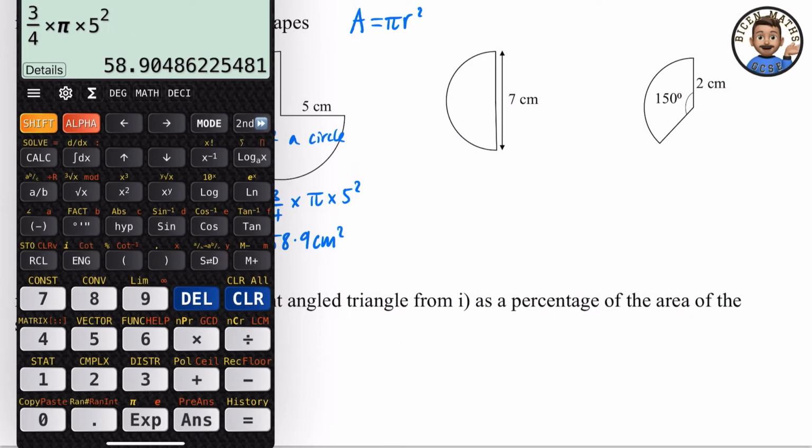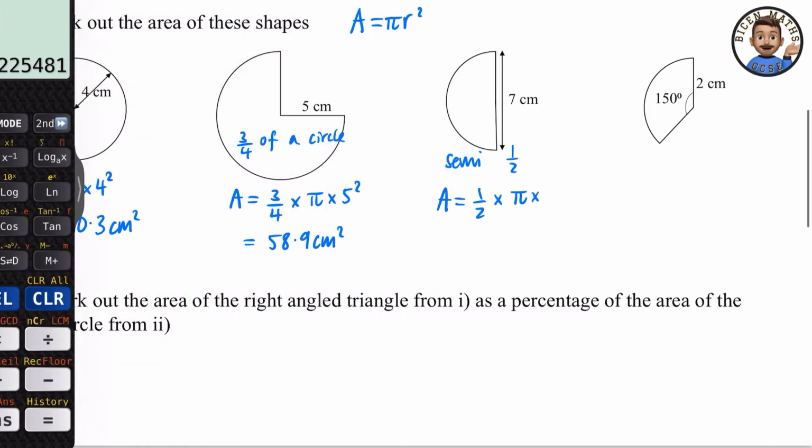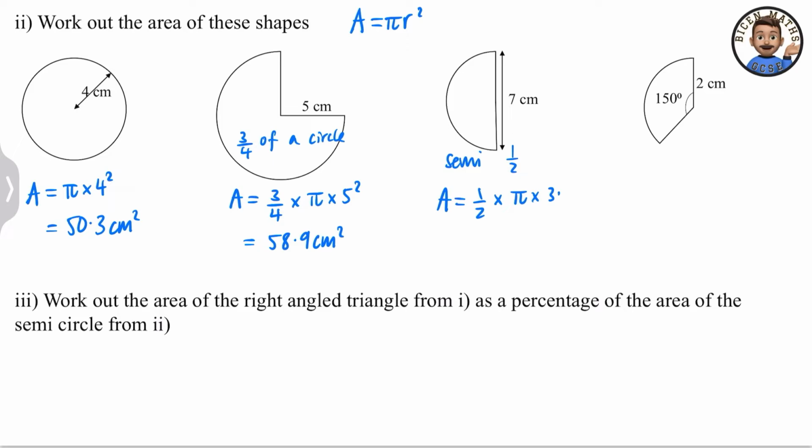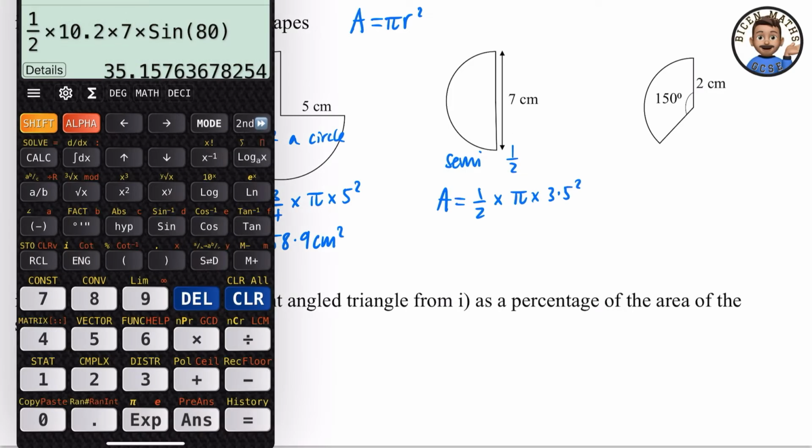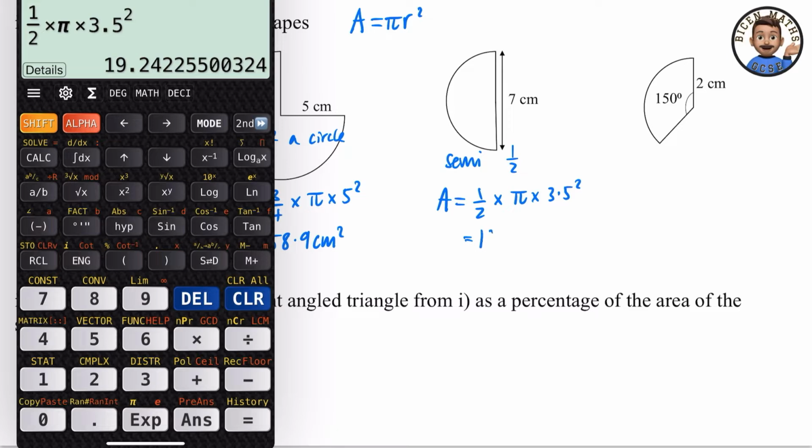This one is just half of a circle. So this is a semicircle or a half circle. So what I'm going to do for the area is I'm going to do a half multiplied by pi r squared. And in this case, the radius isn't 7. The radius is half of that 7. So the radius is just going to be 3.5. So I'm going to multiply that by 3.5 squared. So let's do a calculation. That is going to be a half multiplied by pi multiplied by 3.5 squared. And to 1 decimal place, that is 19.2 centimeters squared.